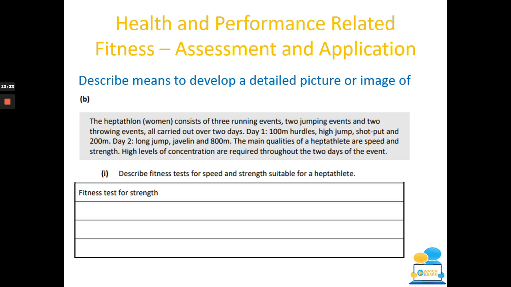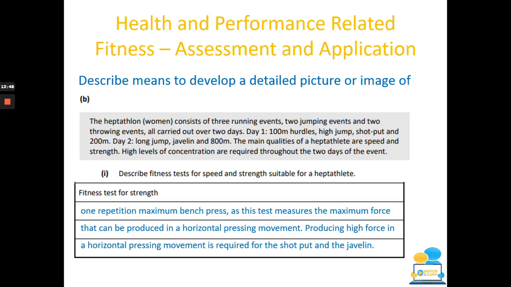And then we're asked to describe a fitness test for strength. So same thing as before, but this time we're describing it for the health-related fitness component of strength. A fitness test for strength suitable for a heptathlete is a 1 repetition maximum bench press. And this test measures, so we're identifying and outlining what the test measures, the maximum force that can be produced in a horizontal pressing movement. So again, if you're sitting down at your desk watching this video, if you push your arm straight out in front of you, that is the movement that is done during a bench press. We're measuring the max force it can produce during that.